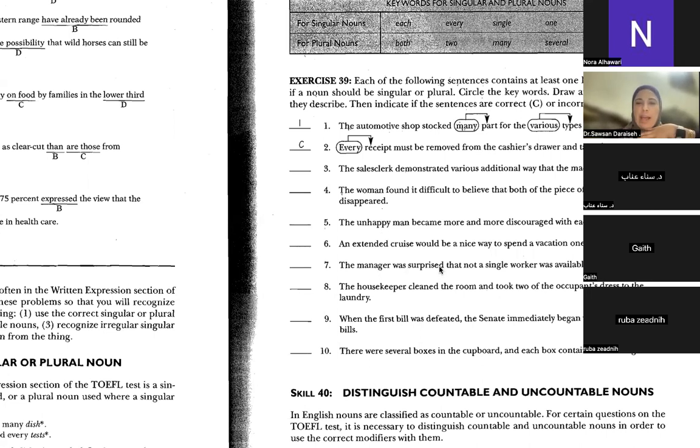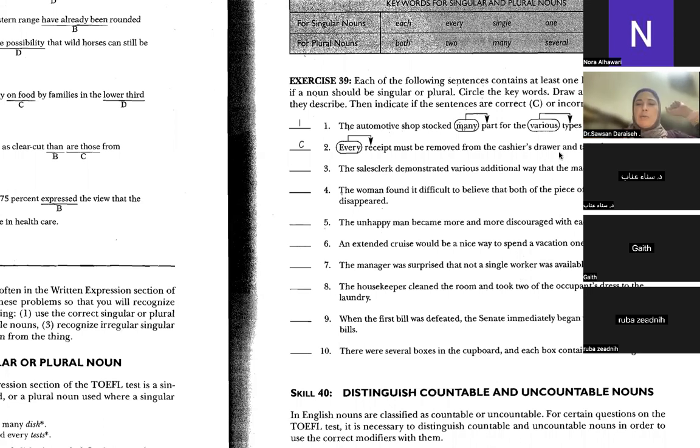The manager was surprised. تفاجأ المانجر المدير المسؤول. Why? That not a single worker. Surprised what? By what? That not a single worker was available on Tuesday. ولا عامل من الموجودين اللي لازم يجوا على الشغل was available, كان موجود on Tuesday. So this is the word. Honestly, it's single. This is the key word here. Keyword for singular or plural. Here, single is a keyword for singular, and worker is in the singular form. That's the noun. So things are fine. Everything's great and amazing.